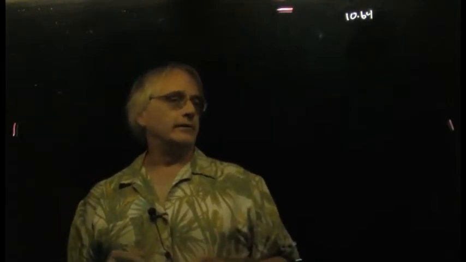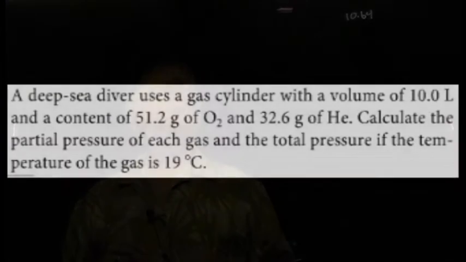10.64 out of the textbook here. This one basically asks us to calculate the partial pressure of oxygen and helium in a mixture of the two gases that a diver might use, and then ultimately what is the total pressure in the tank containing this mixture of two gases. And so, as always, let's take a look at the problem and then let's analyze it and get this thing solved.